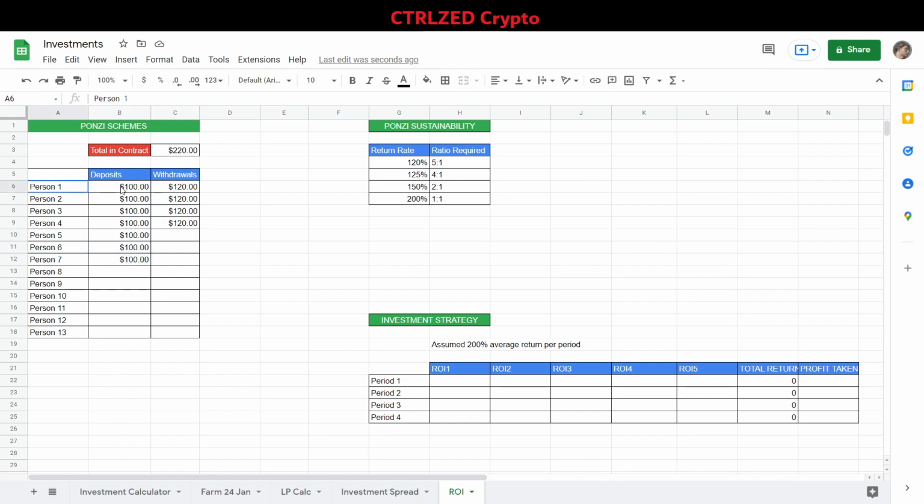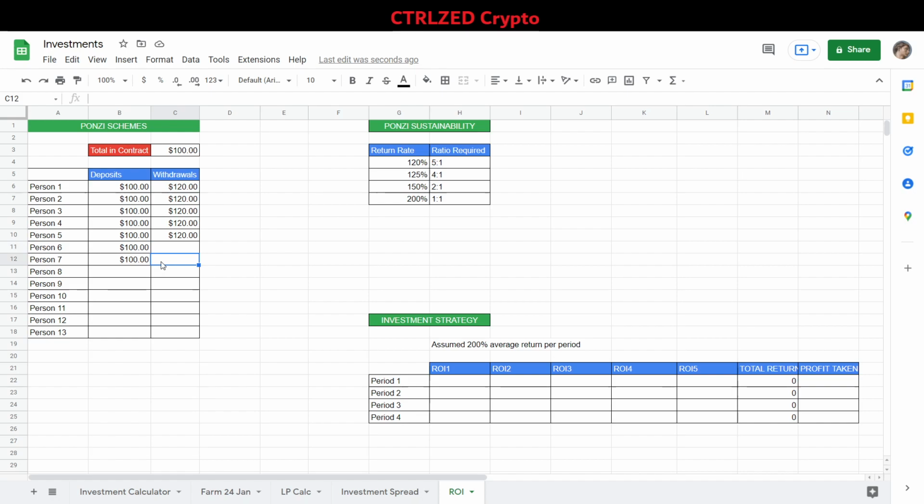So yes, these people are making money. So person 1, 2, 3, and 4 are making money. But as you can see, even at this point in the contract, there's $220 in the contract, and 3 people have invested $100. So if no more people invest, these people are not going to get their money back. The first person is going to get 120, and then the second person may get out their initial investment, and then the third person here is completely out of pocket.